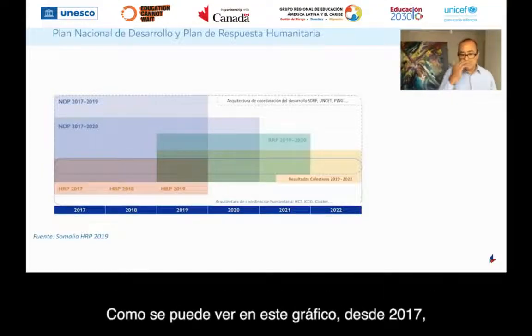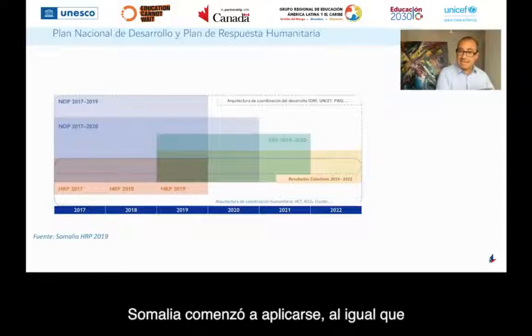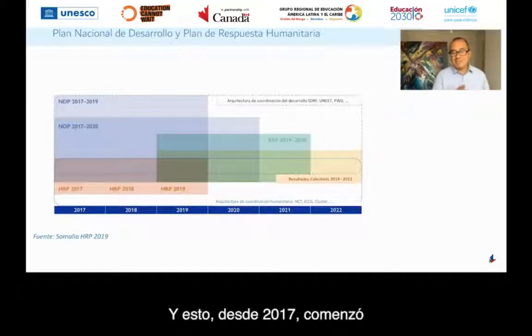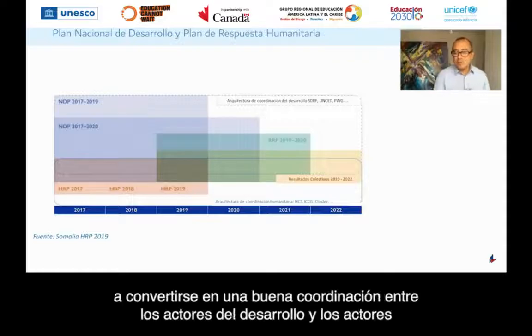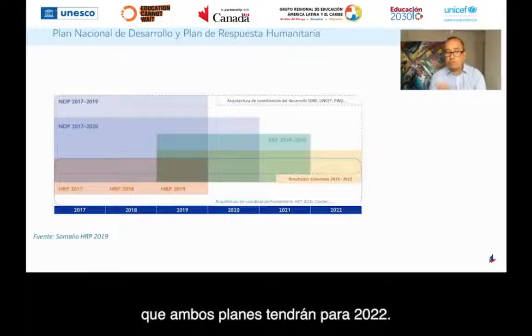So as you can see in this graphic, since 2017, they put the National Development Plan in Somalia into implementation, as well as the humanitarian response plans. And since 2017, there started to be good coordination between development actors and humanitarian actors in order to align the collective outcomes that both plans will have by 2022.